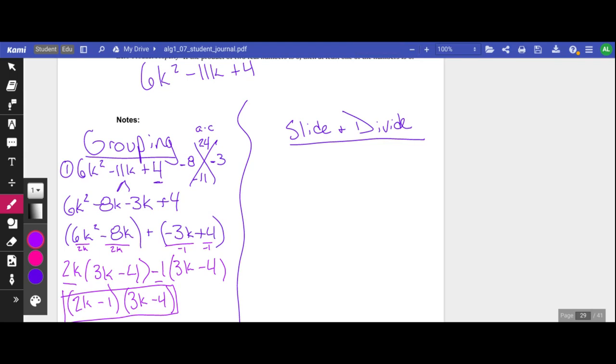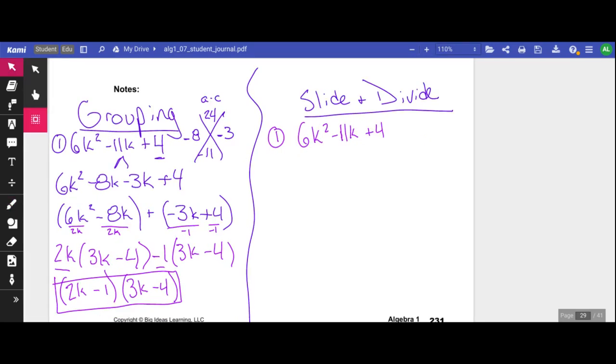So slide and divide, I think, is a little bit easier. I'm going to do the exact same trinomial that I did over here. So I'm starting off with this 6k squared minus 11k plus 4. So for slide and divide, we're going to do the same problem. So you can see that it works the same no matter what. It works for all the same types of problems that we would do for grouping. But I think for a lot of people, we find this process a little bit simpler.